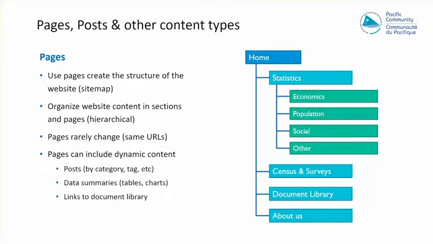We organize website content in sections and pages. What does that mean? Well, statistics will be a section, and pages will be economics, population, social, etc. Pages rarely change in terms of URL at least. But their content will change because in a page you will actually integrate the posts, or you can update the content. But the page should be the same because it's the structure of the website.